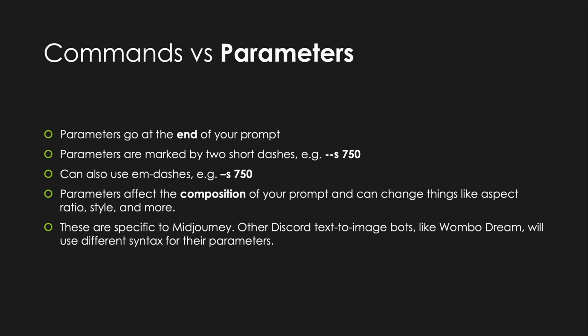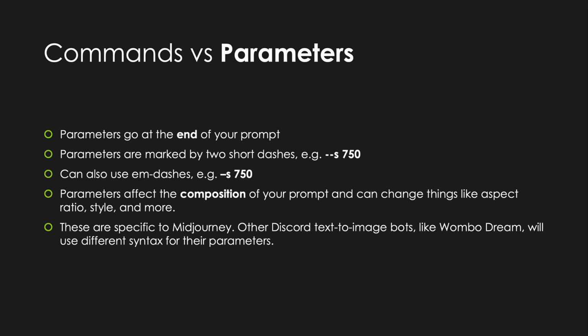Commands versus parameters. Parameters go at the end of your prompt. Parameters are marked by two short dashes, like --s 750. You can also use em dashes. If you have an iPhone, I think it auto converts two short dashes to an em dash. That's fine, you can use that as well. Parameters affect the composition of your prompt, and they can change things like the aspect ratio, the style, and more. And these are specific to Midjourney.